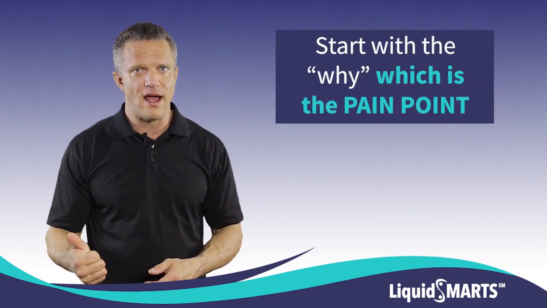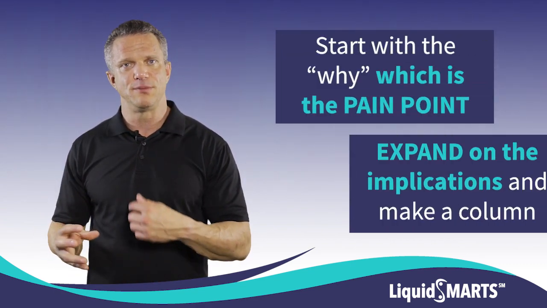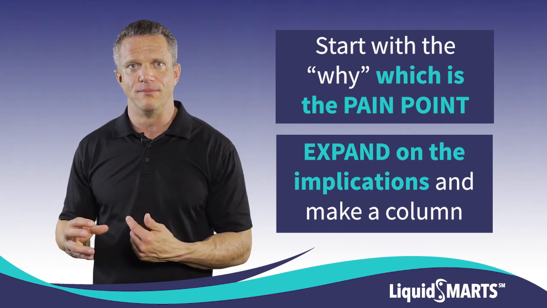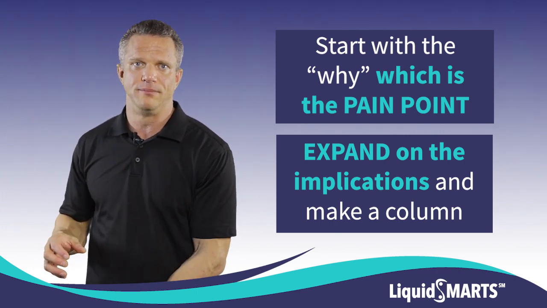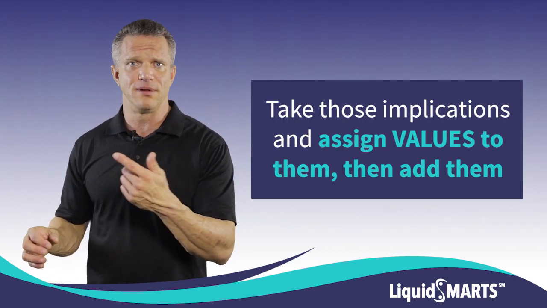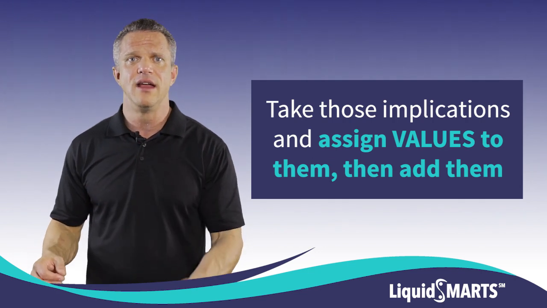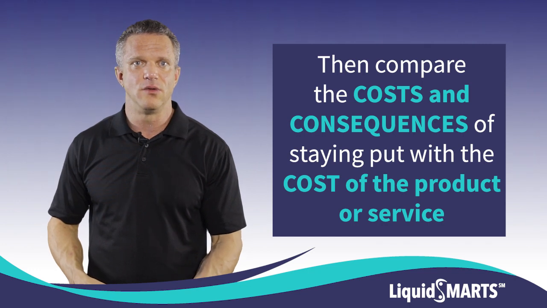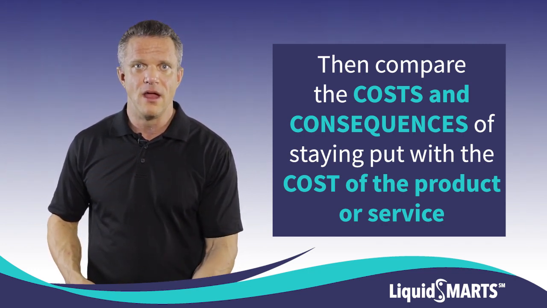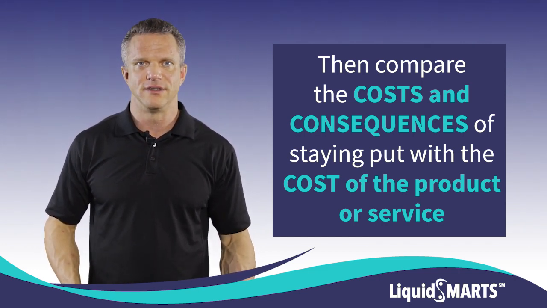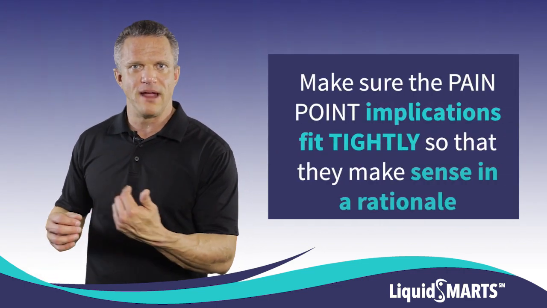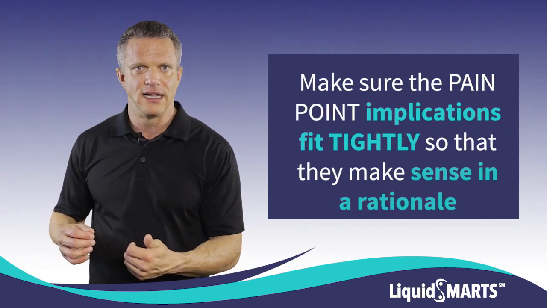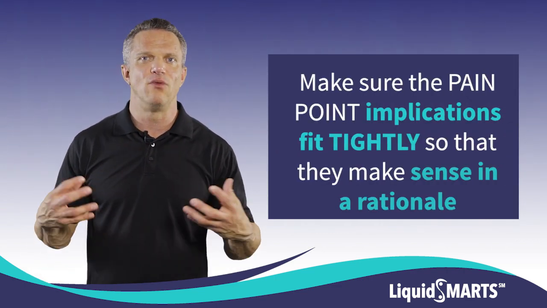We start with the why, which is the pain point, and we expand on the implications of that problem, and we make a list in a column. We take those implications and assign values to them, and we add them up. Then we compare the costs and consequences of staying put, the sum, with the cost of the product and service. We make sure that the pain point to implications fit tightly so that it makes sense in a rationale or a story format.